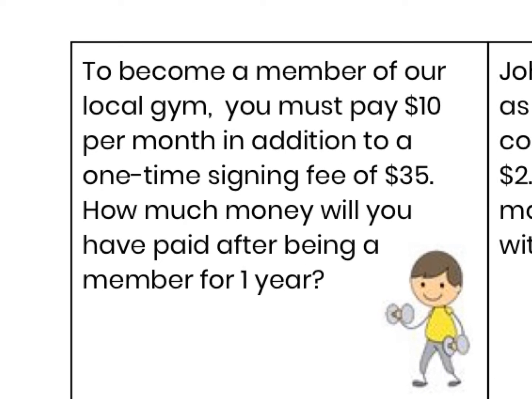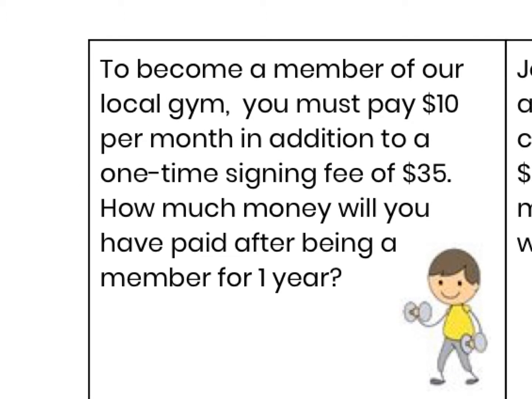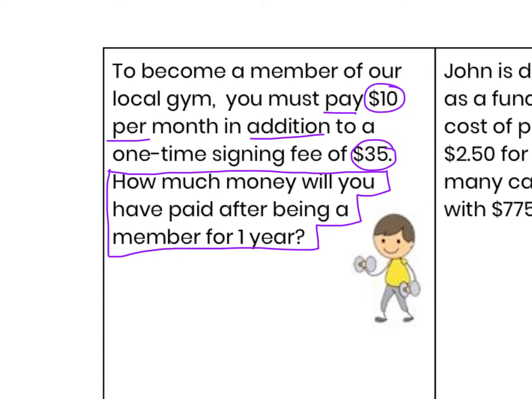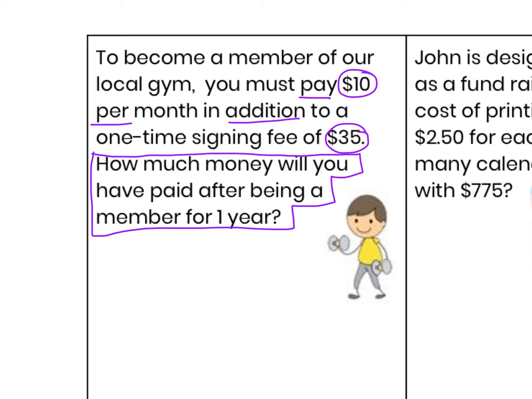It says, to become a member of our local gym, you must pay $10 per month, in addition to a one-time signing fee of $35. Then the question says, how much money will you have paid after being a member for 1 year? Okay, so that's already the first 3 steps, C, U, B: circle, underline, and box.